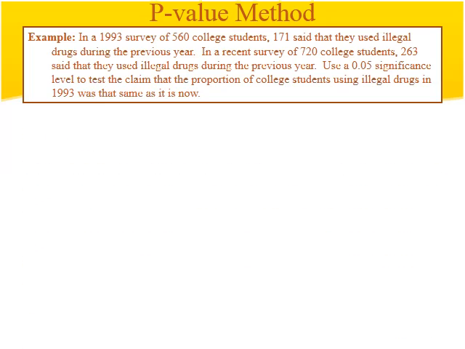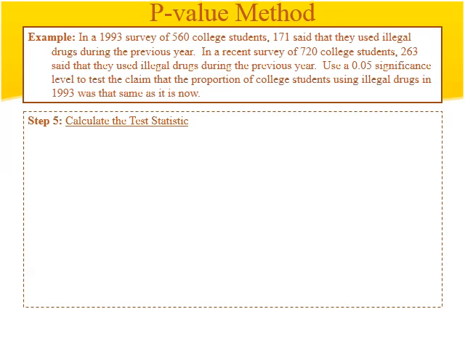So step 5, we want to calculate the test statistic. So first of all, just as we did in the previous problem, let's get all the preliminary calculations out of the way. P1 hat is the proportion of 1993 students who said they used illegal drugs. That is 171 divided by 560.